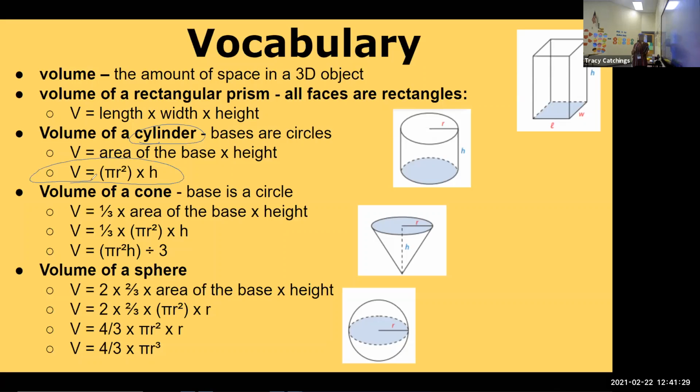Volume of a cylinder, that's where we take the area of the base times the height. The base is a circle, so that'll be pi times r squared, and then we will multiply that by the height. Volume of a cone is very similar.